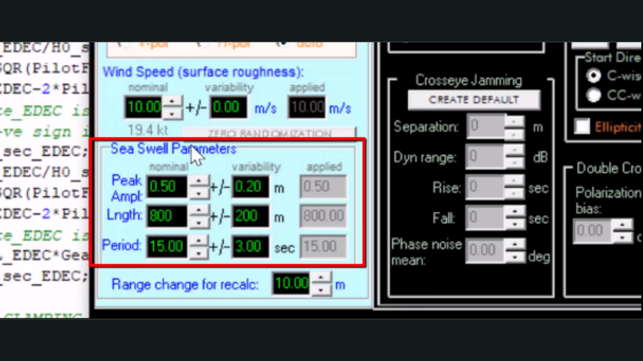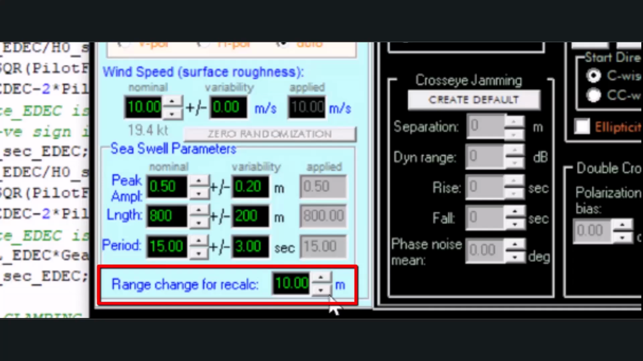And if we have the sea swell model on, then there are 3 other parameters to choose. We have to choose peak amplitude, wavelength, default is 800 meters. Like sea swells are slow, long period, low amplitude waves. They're not what you see from the deck of a ship. This is what you see from an airplane maybe. And then the surface waves are running on top of those.